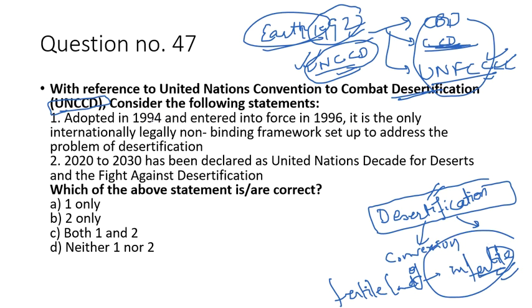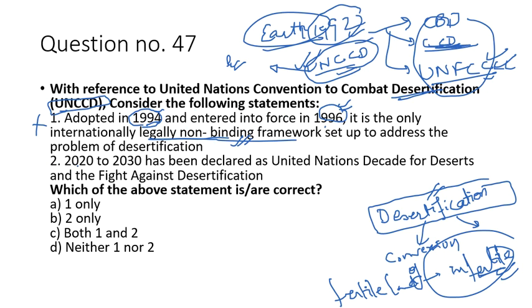So this is the only convention, adopted in 1994, entered into force in 96, and is the only internationally legally binding convention. But here it is saying legally non-binding international framework. This is wrong. It is an internationally legally binding convention, right? So this statement is wrong. But the first few words are correct, that it was adopted in 94 and entered into force in 96. These words are correct, but here the statement becomes a wrong one.